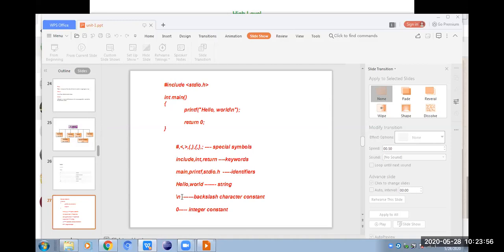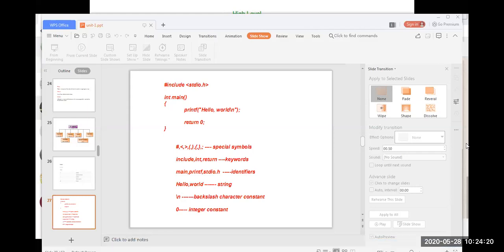Tokens mean the entities of the programming language are called the tokens. Lexemes are the set of characters of our program which are matching to tokens. The sequence of characters in the program which are matching to tokens are called Lexemes. Are you getting the point? The difference between tokens and Lexemes.